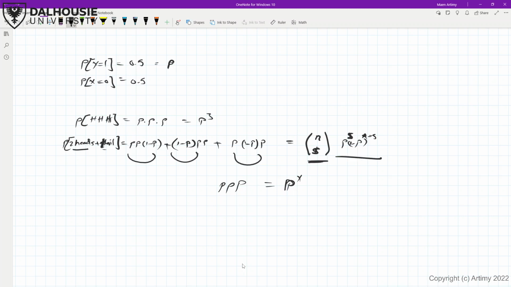This one will give us the probability of one case, so one case of two successes and one failure. But we actually have three different ways to get the two successes and one failure. That's why we use n choose x here. All right, so this is our general formula.